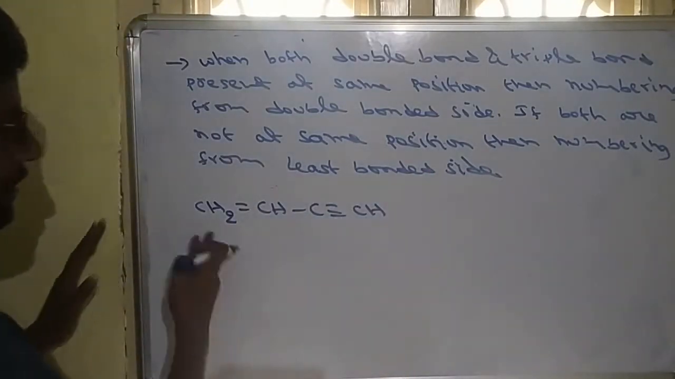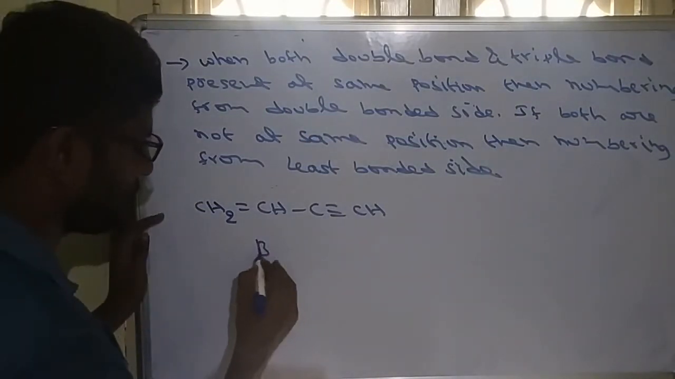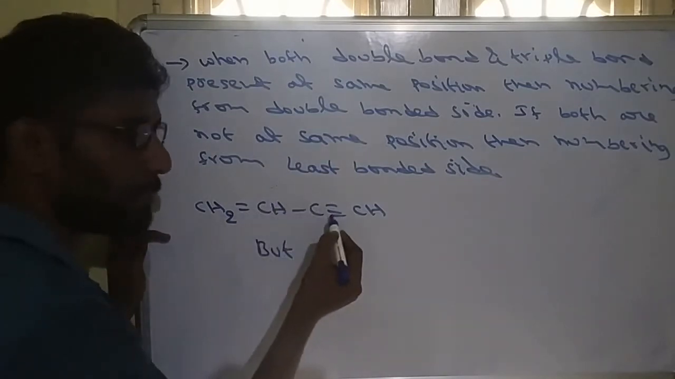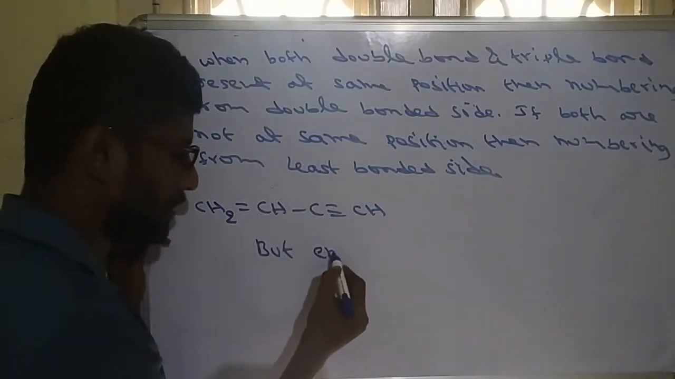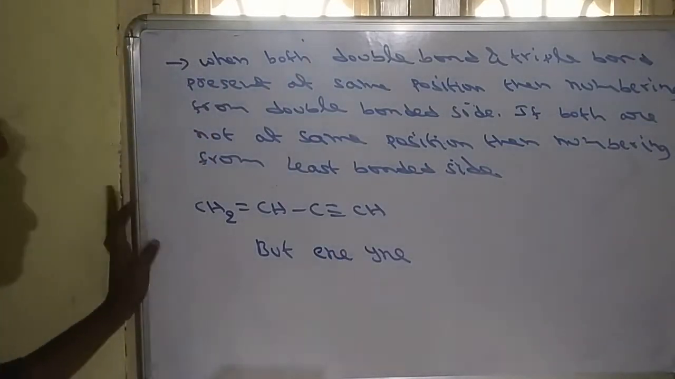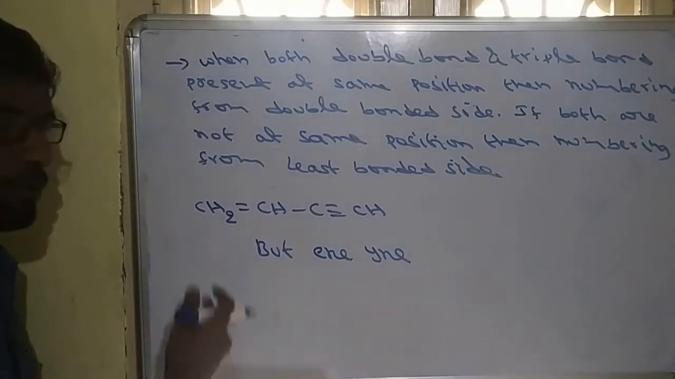See this molecule, so tell the root word. 4 carbons are there. Root word will be but. Primary suffix. Double bond is also there, triple bond is also there. First we write double bond, after that we write triple bonds. Both we have to write. Double bond first, after that triple bond. Now we have to give numbering.